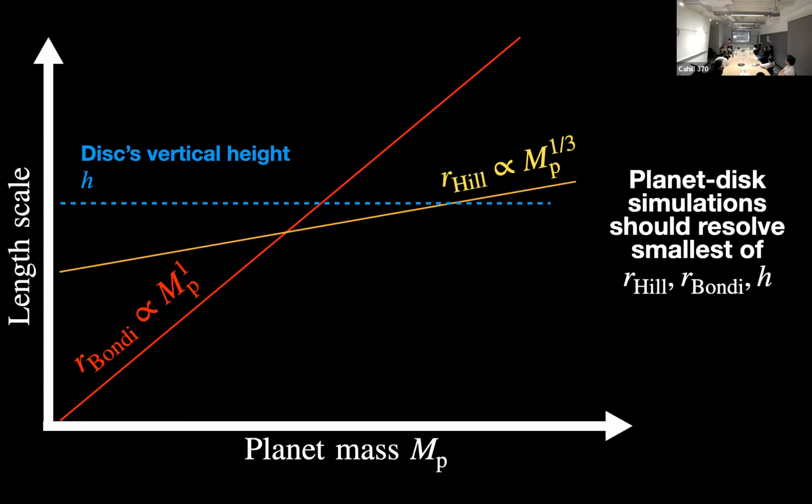you're embedded in. So what I'm going to show you today are a set of simulations that we've studied. These are 3D planet disk simulations where we're always making sure to resolve the smallest of these three scales. So I'm going to start over here at the left end of the plot, the smallest planet masses, where the Bondi radius is the smallest scale in the problem. And then I'm going to work my way towards higher and higher masses, and we'll see in the simulations how results change. And they'll coincide with reorderings in these length scales.